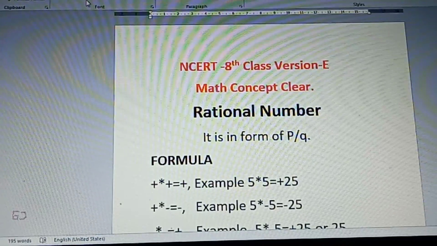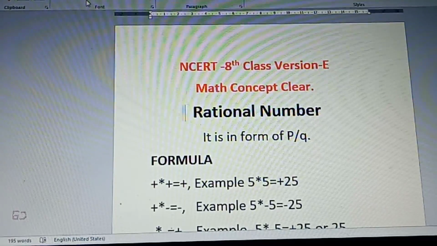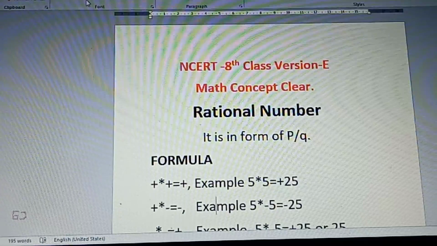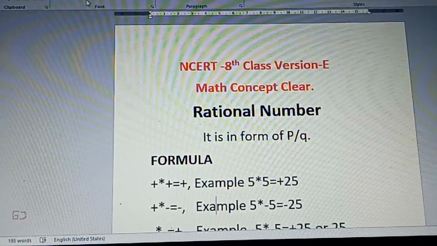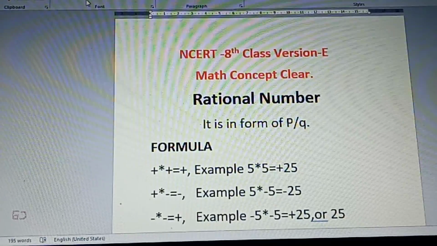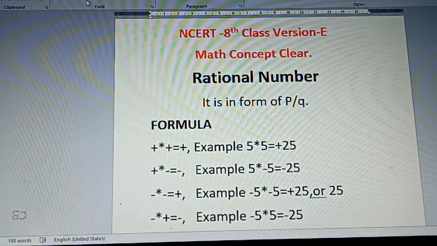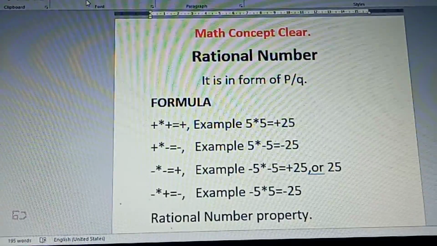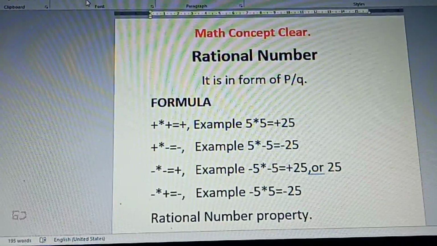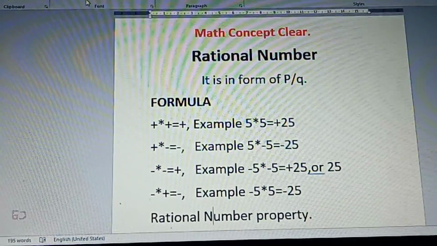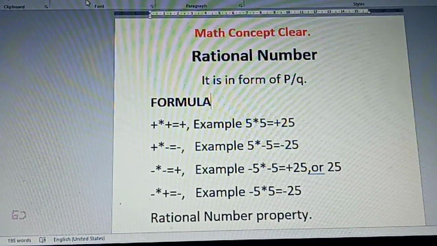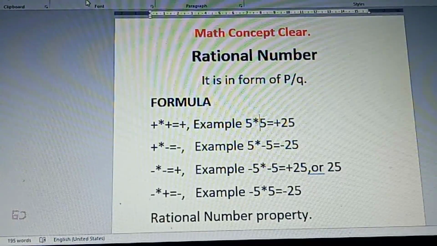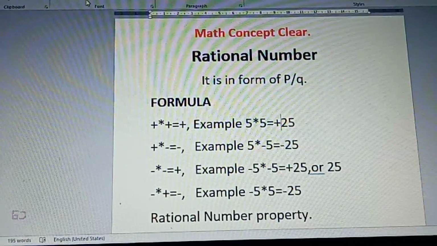A rational number is in the form of P by Q. Yesterday I also discussed: plus into plus equals plus, plus into minus equals minus, minus into minus equals plus, minus into plus equals minus. For example, 5 into 5 equals 25, so the answer should be positive.